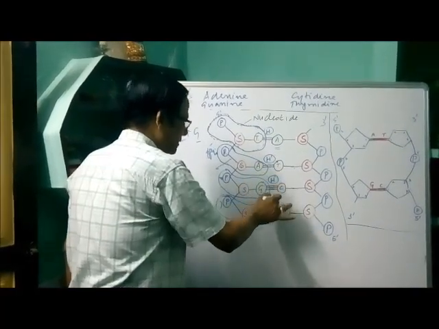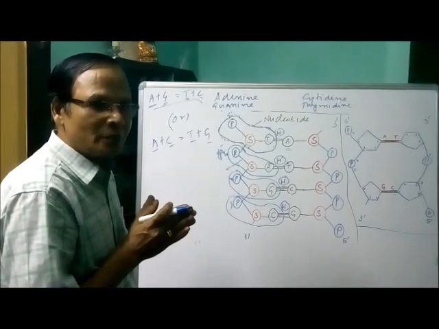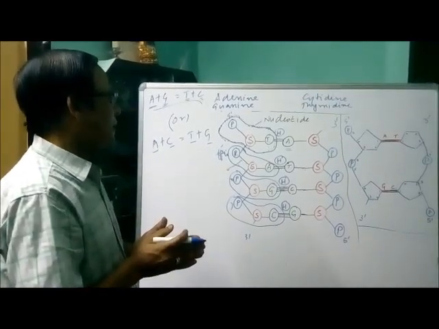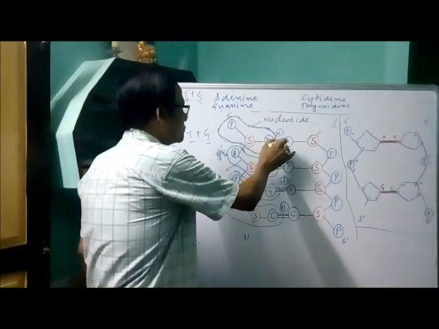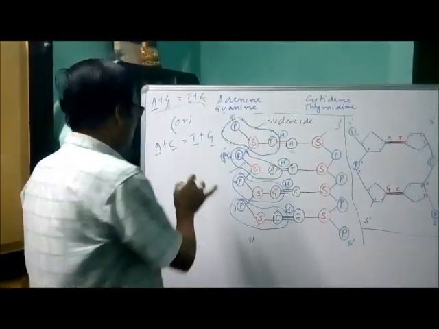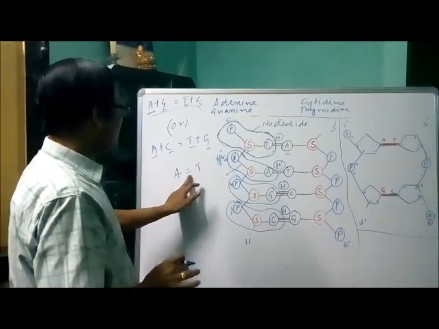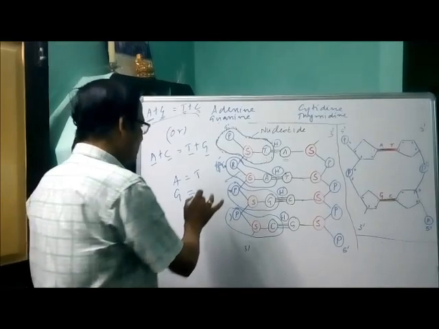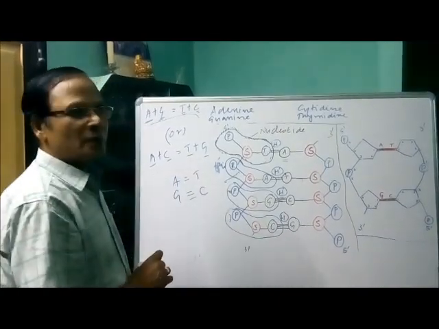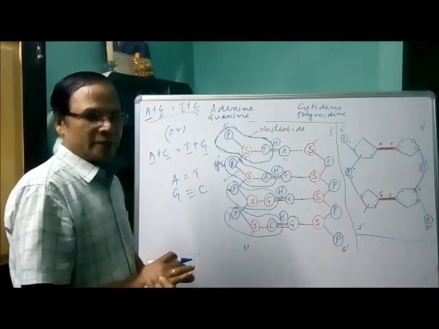The two strands are held together by means of hydrogen bonds. It provides stability to the nucleic acid. Again, the number of hydrogen bonds between A and T is equal to 2. I represented two lines. So, the number of hydrogen bonds between A and T is equal to 2. The number of hydrogen bonds between G and C is equal to 3. So, this is another factor regarding the nucleic acid.